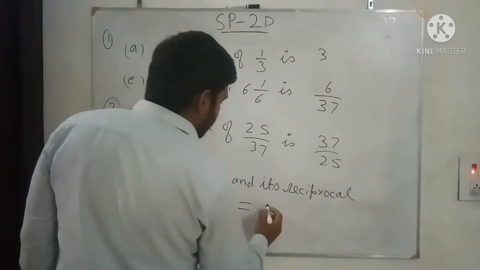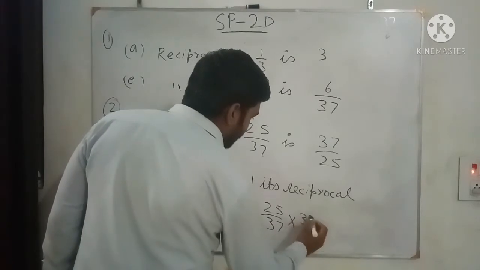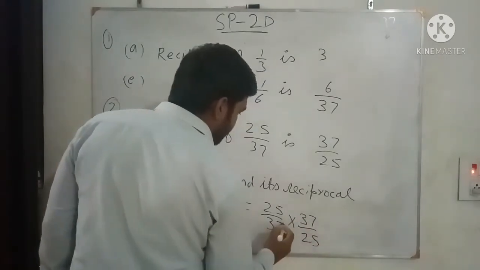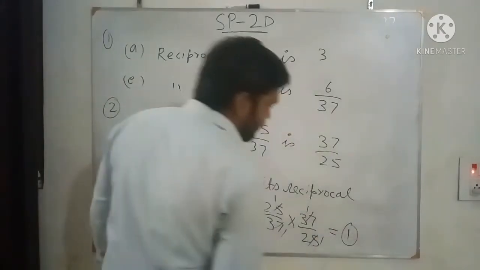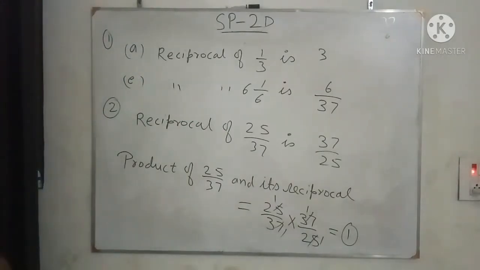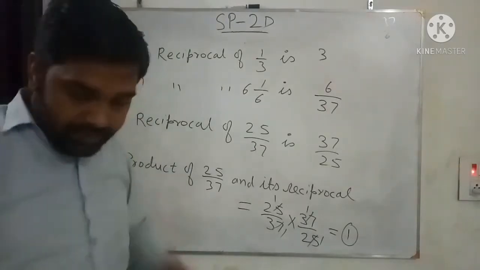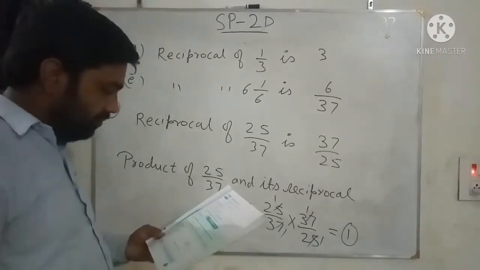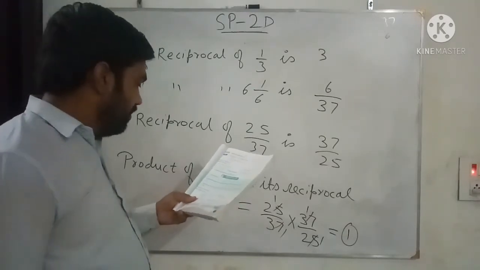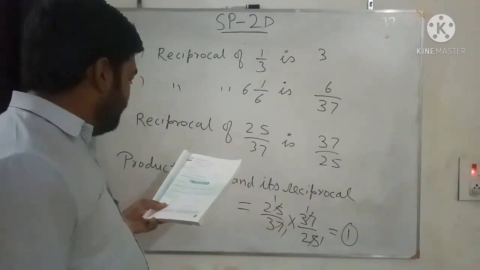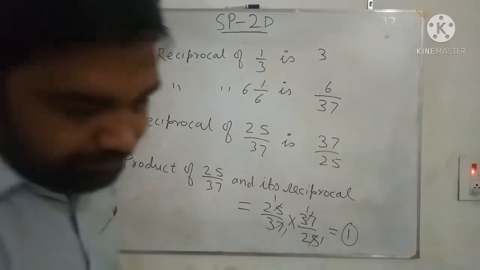So 25 by 37 multiplied by its reciprocal, 37 by 25. See, 37 cancels with 37, 25 cancels with 25. So what did you get? 1. The answer is 1. So the product of a number and its reciprocal is always 1. Like this we have to do. Similarly, you can do 2D also. One more question we do.